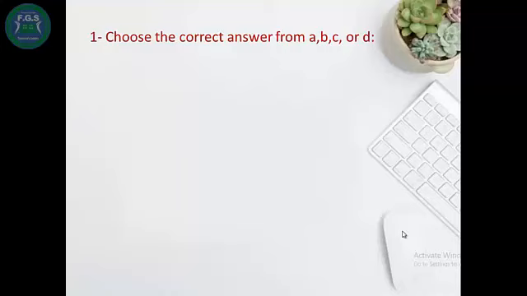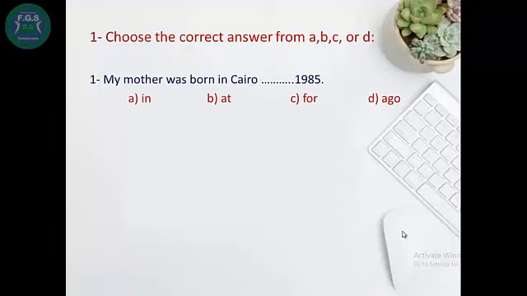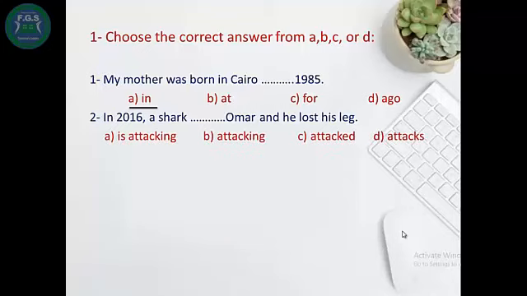Choose the correct answer from A, B, C, or D. Number 1. My mother was born in Cairo, space 1985. In, at, ago. Number 2. In 2016, a shark space Omar and he lost his leg. Is attacking, attacked, attacks. In 2016 is in the past, so we use attacked.